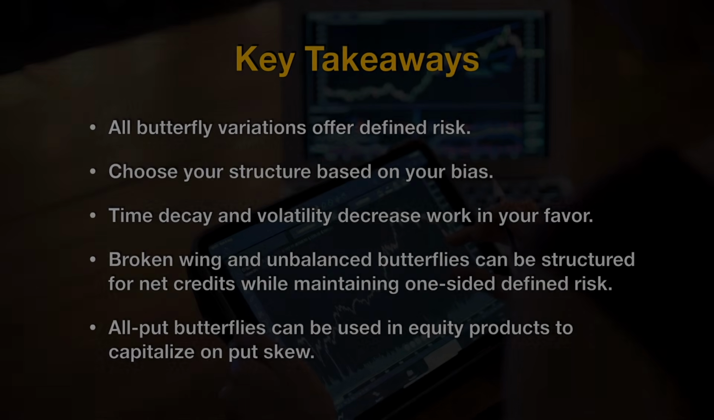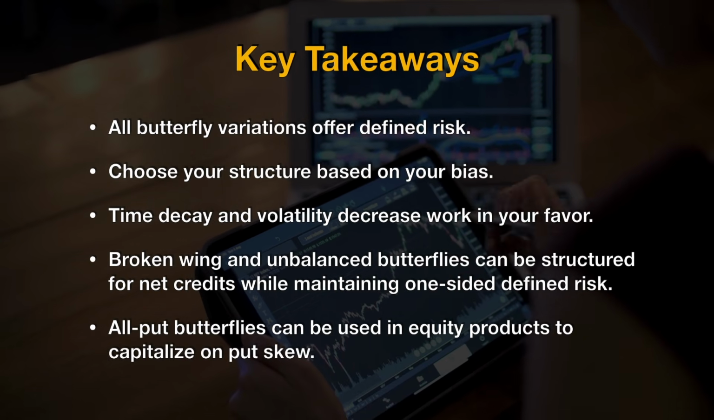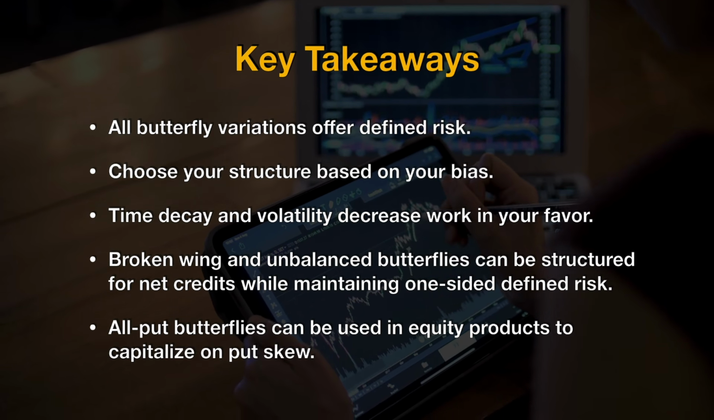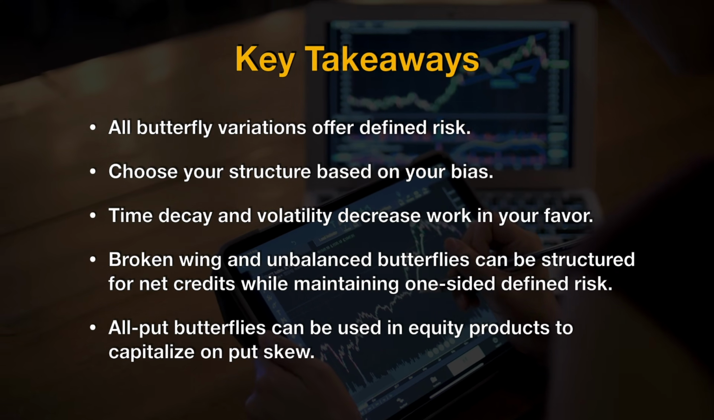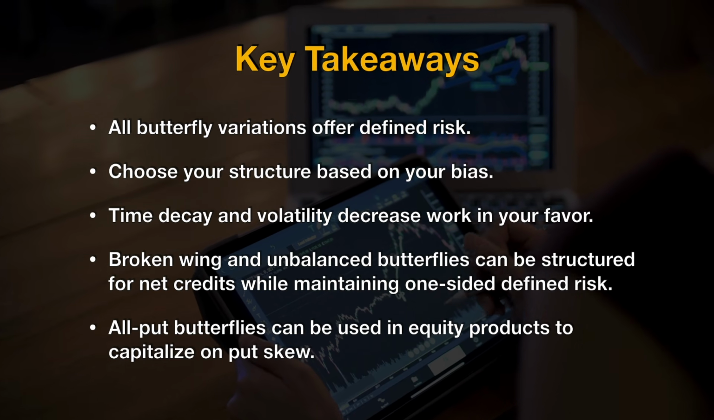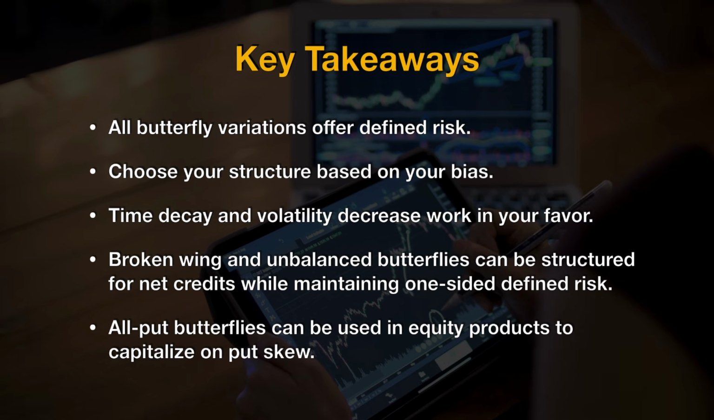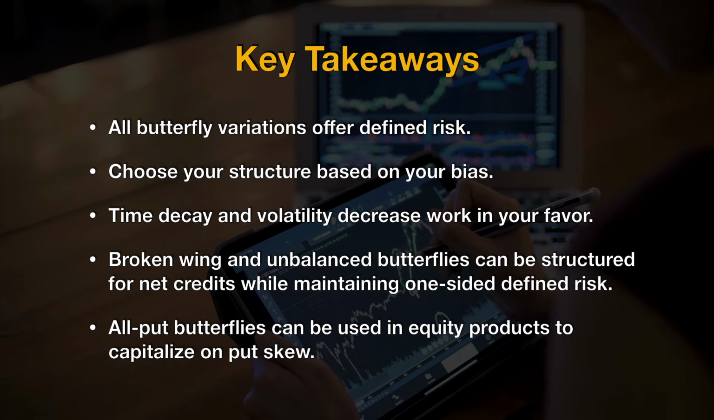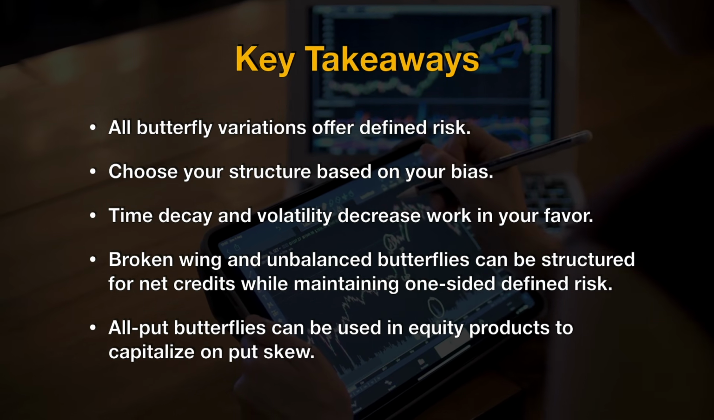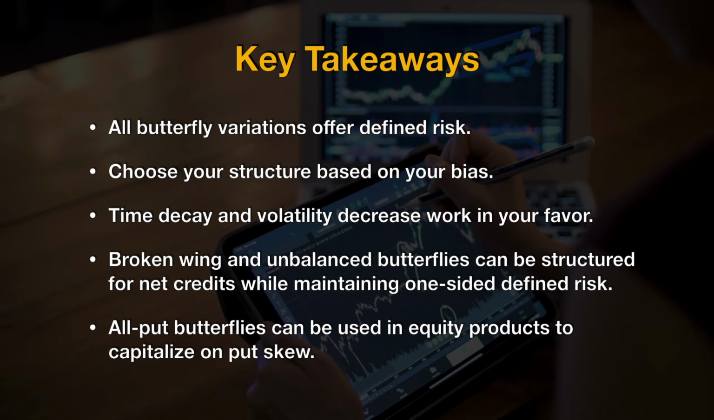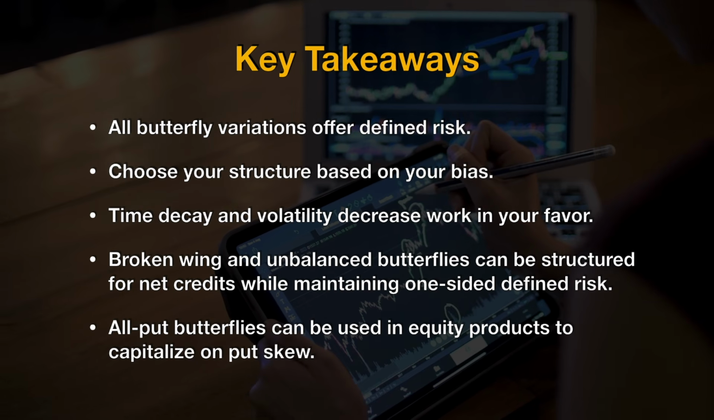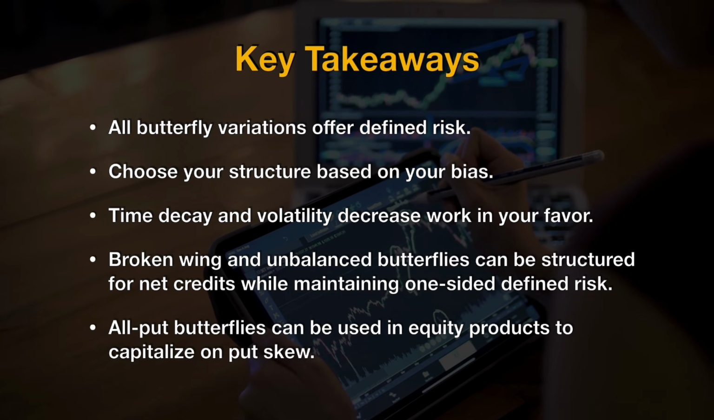Okay, so I want to wrap this video up with a few key takeaways. All butterfly variations offer defined risk. And you can choose your structure based on your market bias or opinion. And with all these structures, time decay and volatility decreases work in your favor. So it's best to put them on when implied volatility is relatively high and you expect it to decrease going forward. Broken wing and unbalanced butterflies can be structured for net credits while maintaining one-sided defined risk. And the all-put butterfly should be considered when trading equity products with put skew in order to put on a structure that might capitalize on put skew.